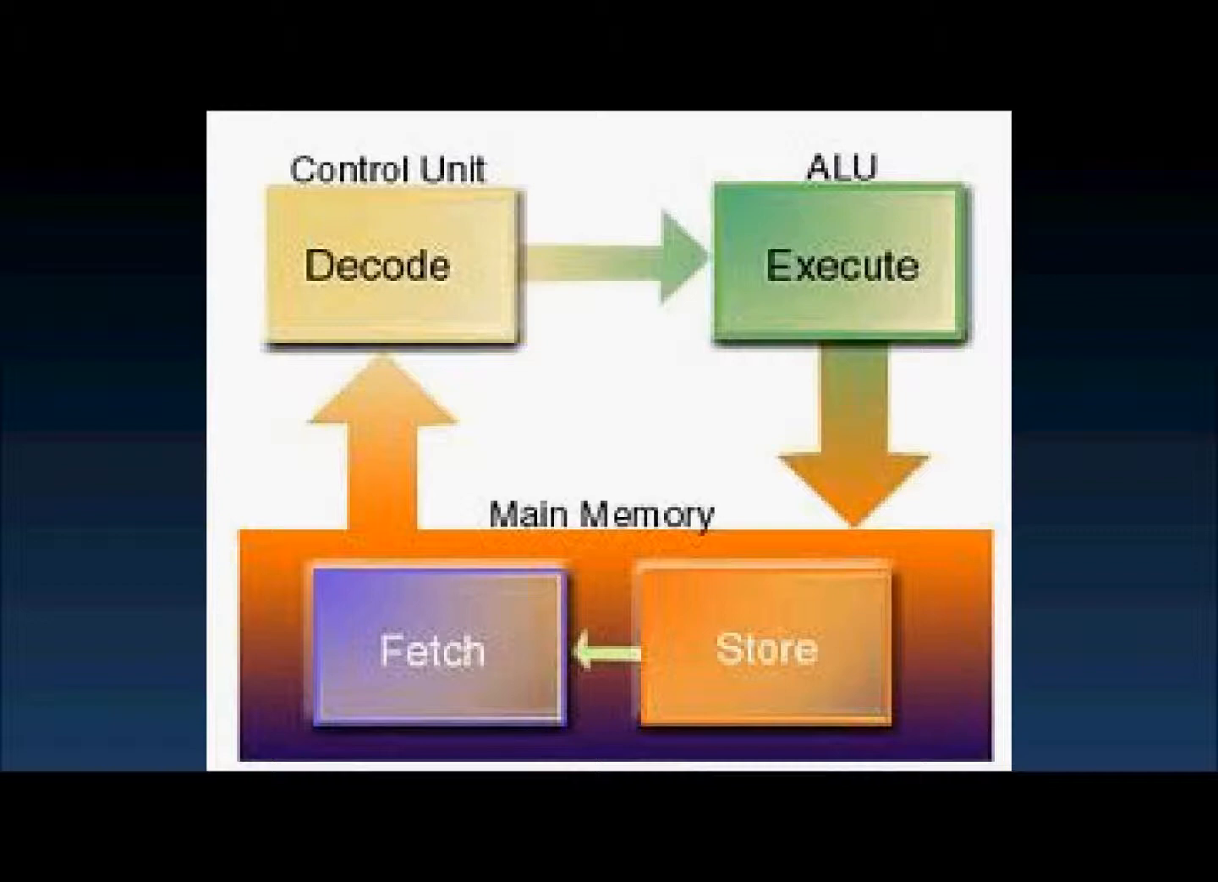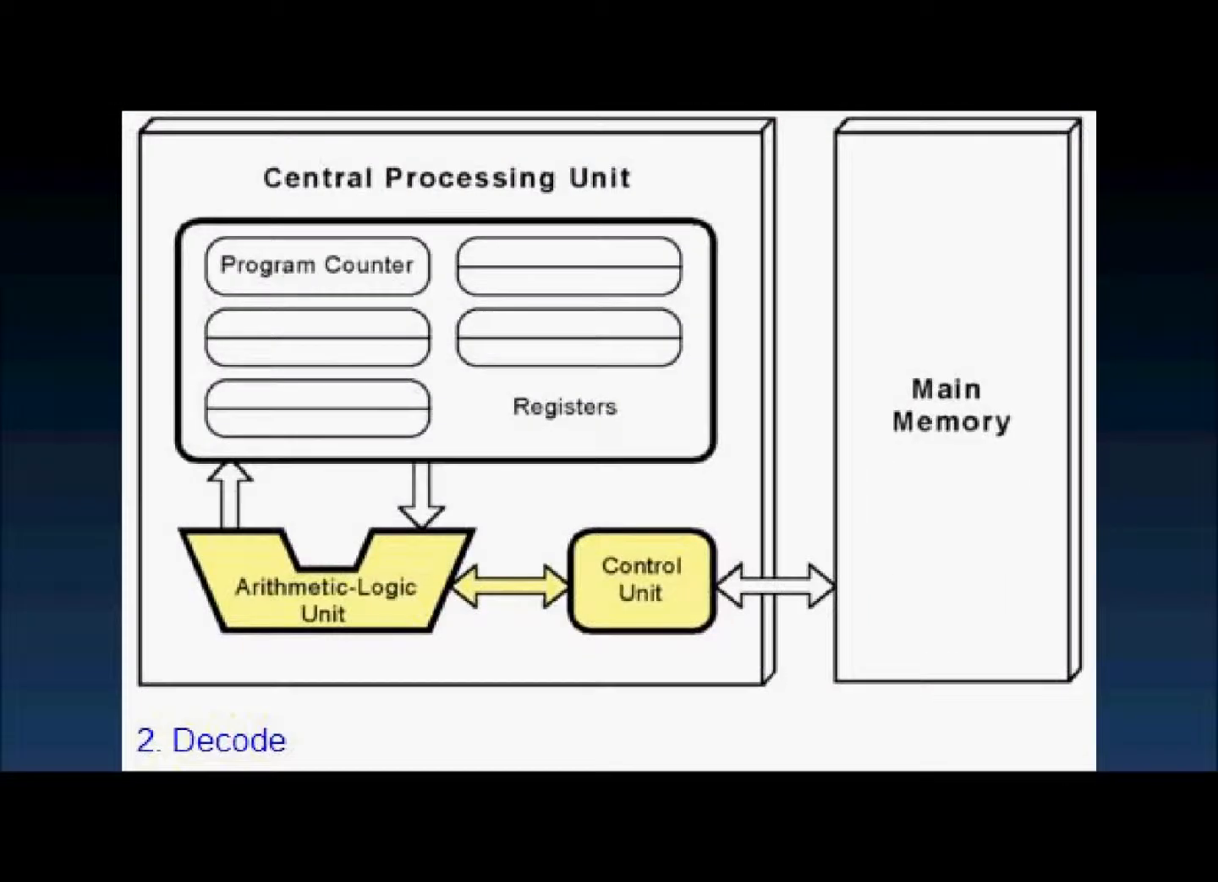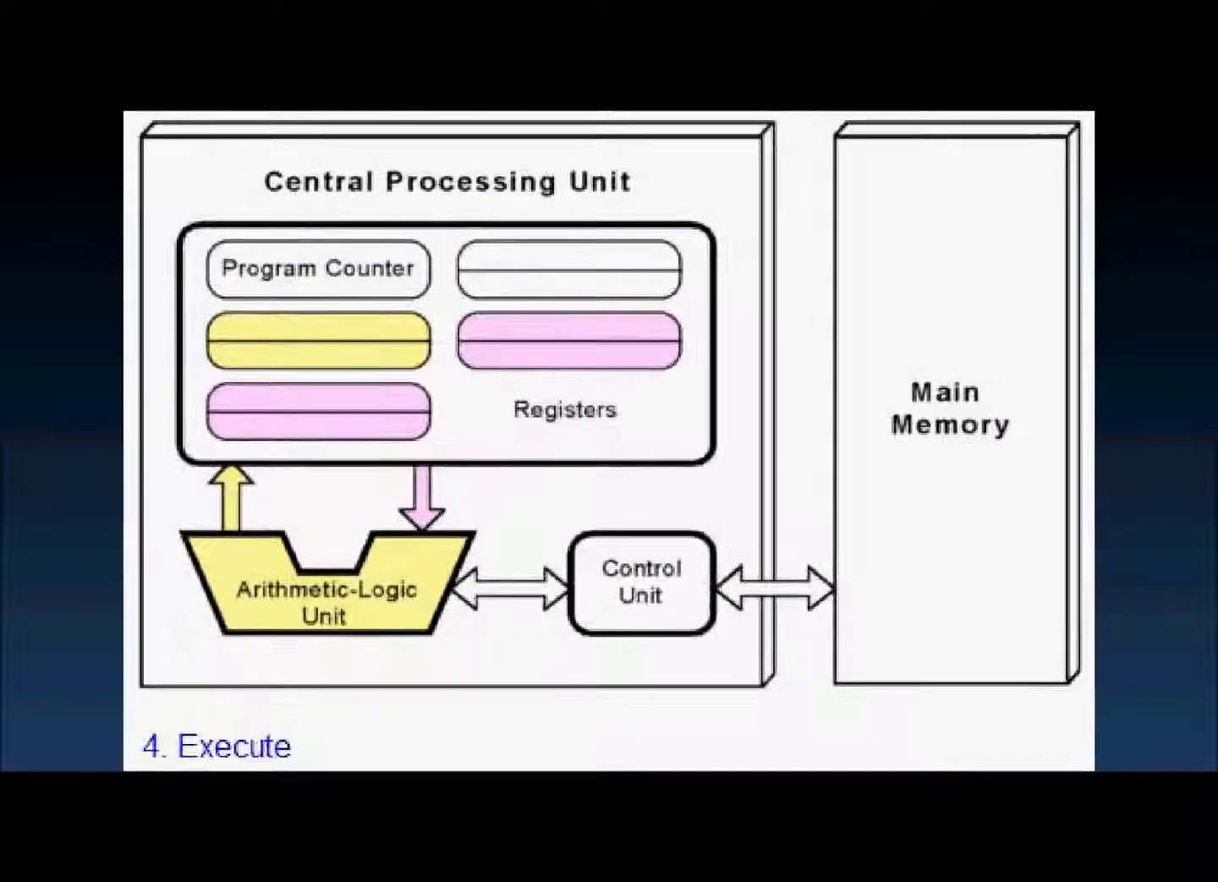The control unit gets the instruction from main memory using a program counter to determine where the instruction is located. Instructions are decoded into a language the ALU can understand. Any data required to execute the instruction are fetched from memory and placed into registers within the CPU. The ALU executes the instruction and places the results in registers or memory.